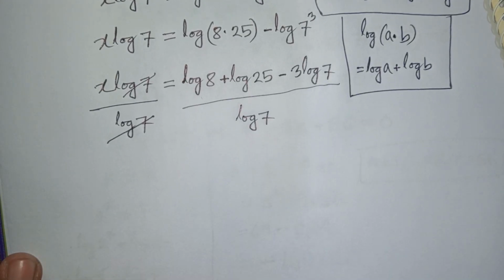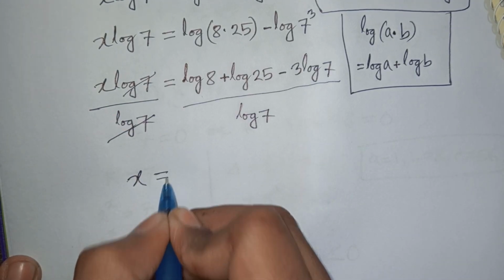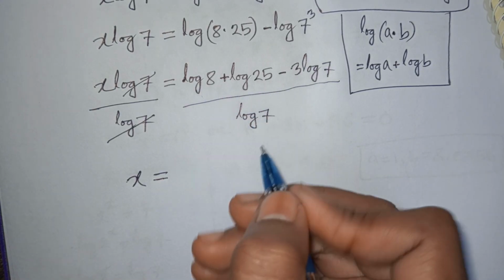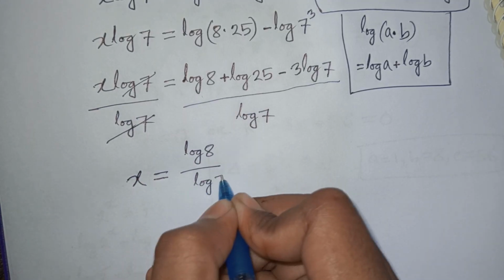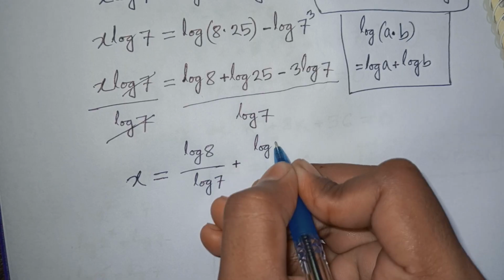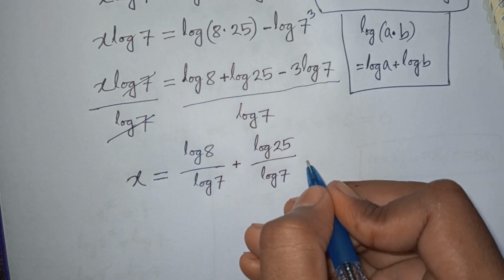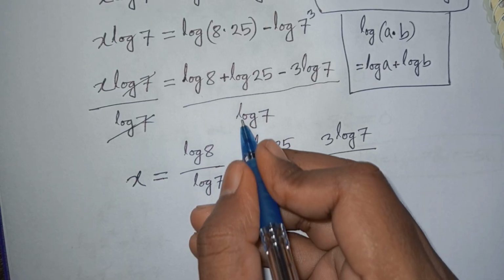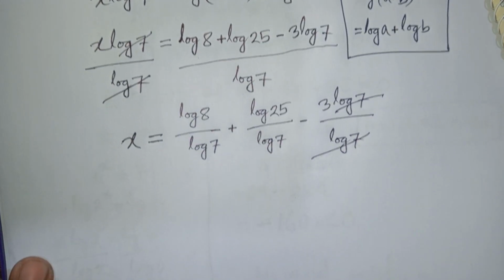So we have x will be equal to this divided by this, so it can be written as log 8 over log 7 plus log 25 over log 7 minus 3 log 7 over log 7. So this log 7 will be cancelled.